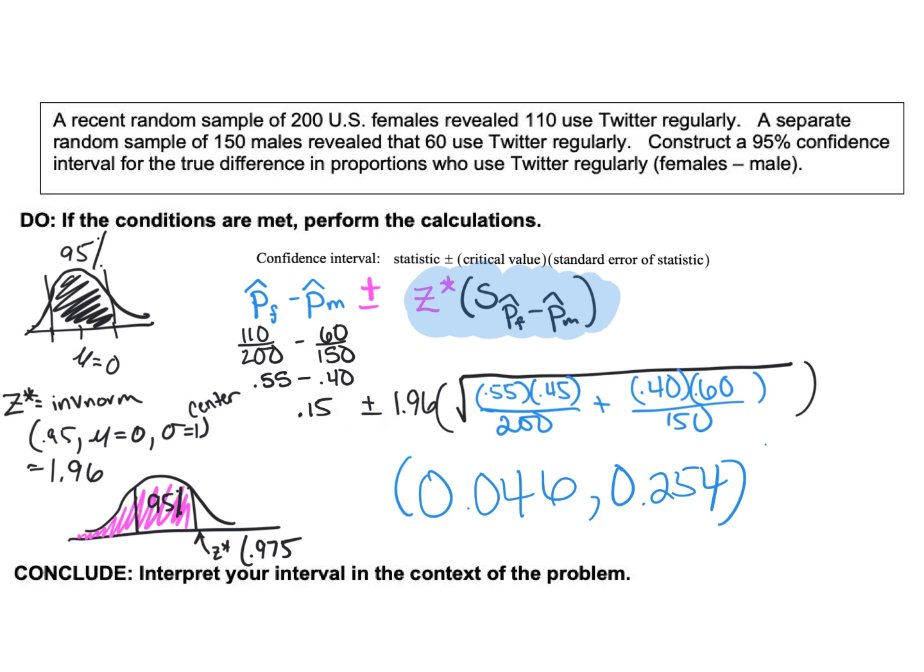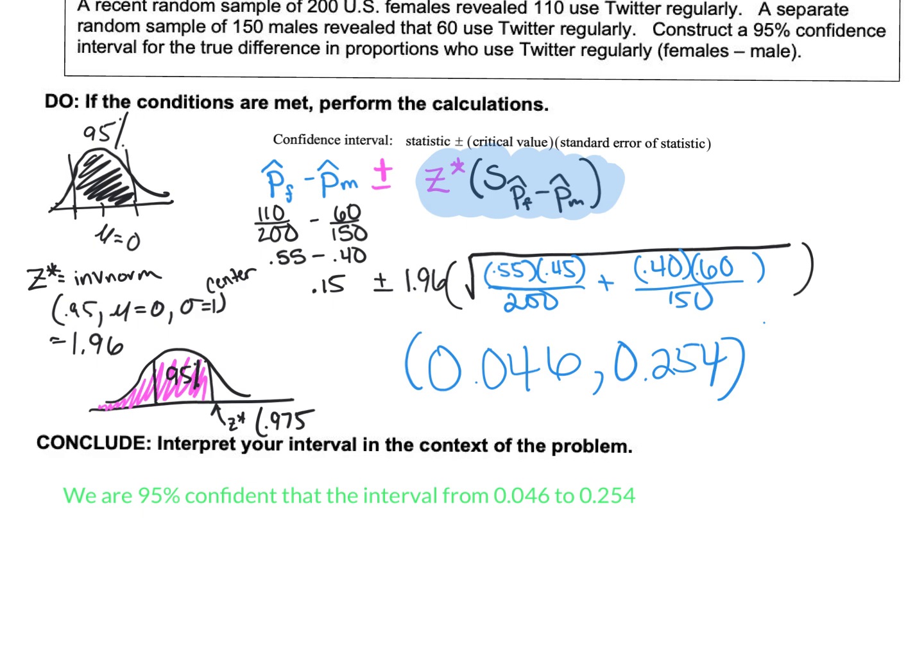It looks like our margin of error is causing us to add on approximately 9% on either side. Actually, I guess it'd be more than 10% on either side of that. Okay, so all we have left to do is to write our conclusion. We are 95% confident that the interval from 0.046 to 0.254 captures the true difference, and I always put in parentheses after it the direction I'm subtracting to make it super clear, in the proportion of females to males who use Twitter regularly.